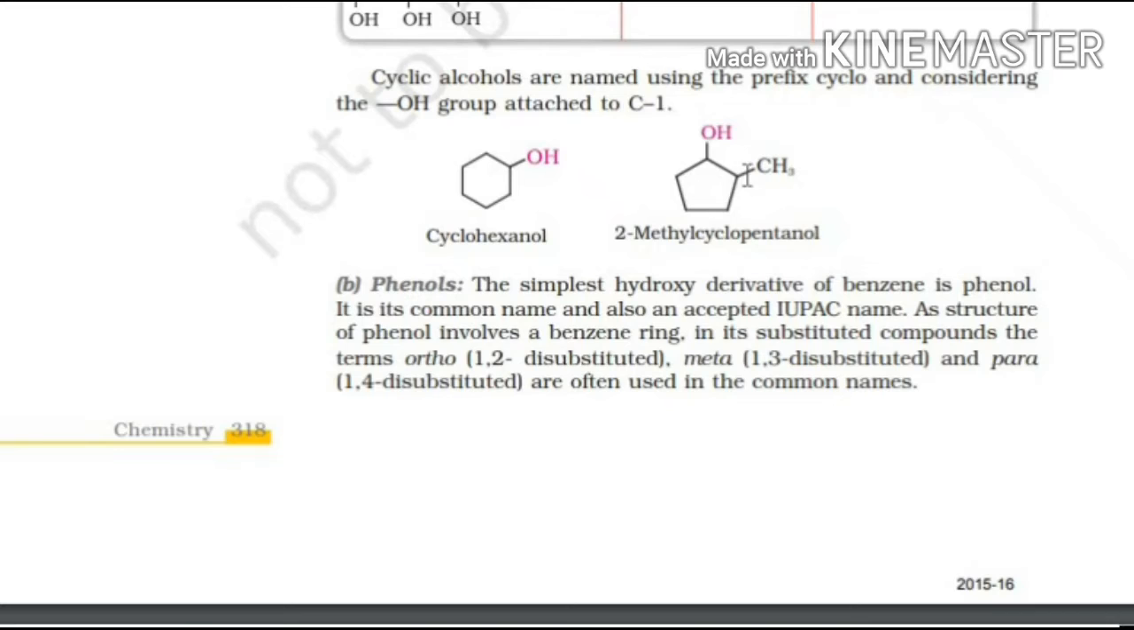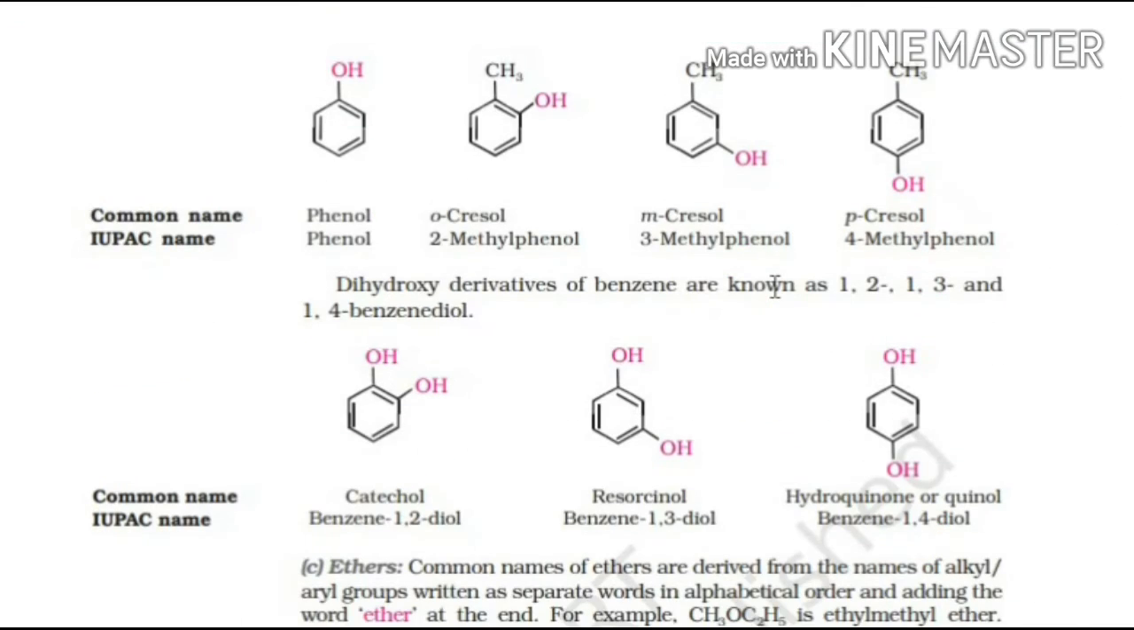And at the second position, this is the first position, that is the first carbon, this is the second carbon, so at the second carbon there is a methyl group, so this is known as 2-methyl cyclopentanol, right? Now aromatic compounds, this is known as phenol, and you have to remember this.